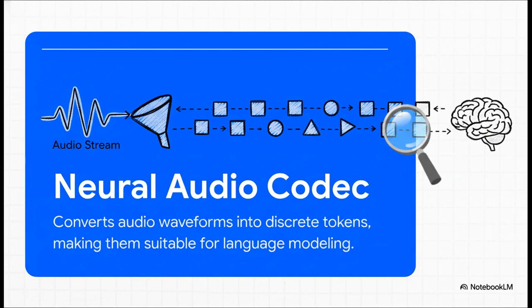So, the absolute linchpin of this whole system is the neural audio codec. Think of something like ENCODE. Its job is to take a high-quality audio stream and squash it down into a sequence of discrete tokens at a much, much lower frame rate. This is the magic trick. It's the technical bridge that lets us take all the powerful tools and techniques we've developed for text-based LLMs and apply them directly to the world of audio.